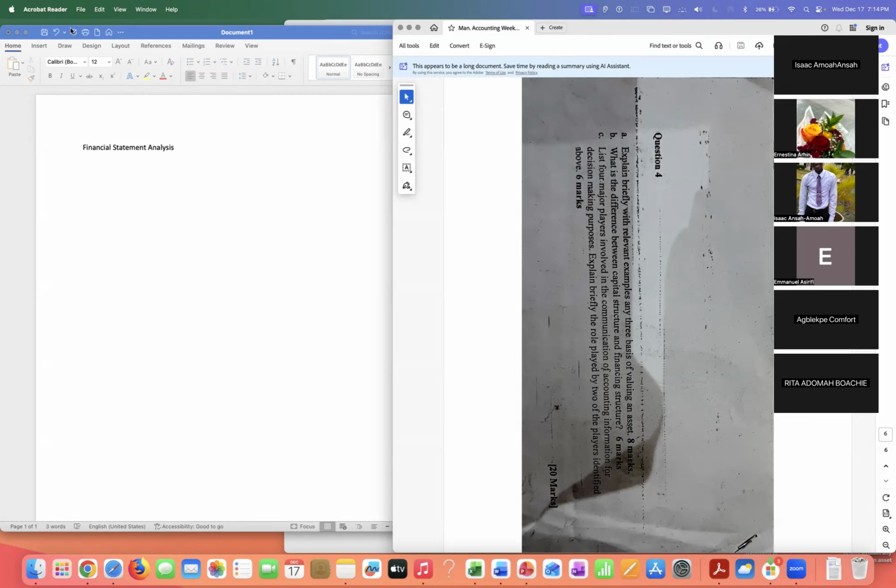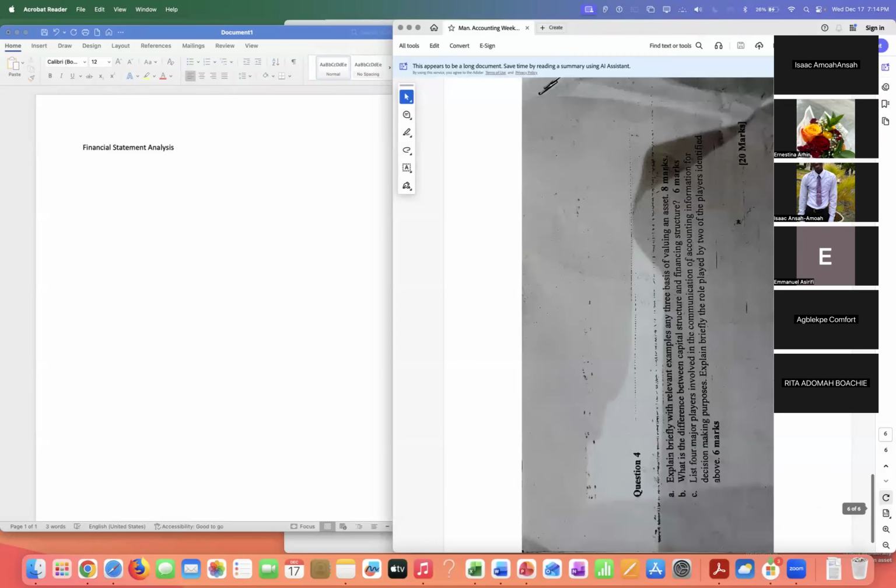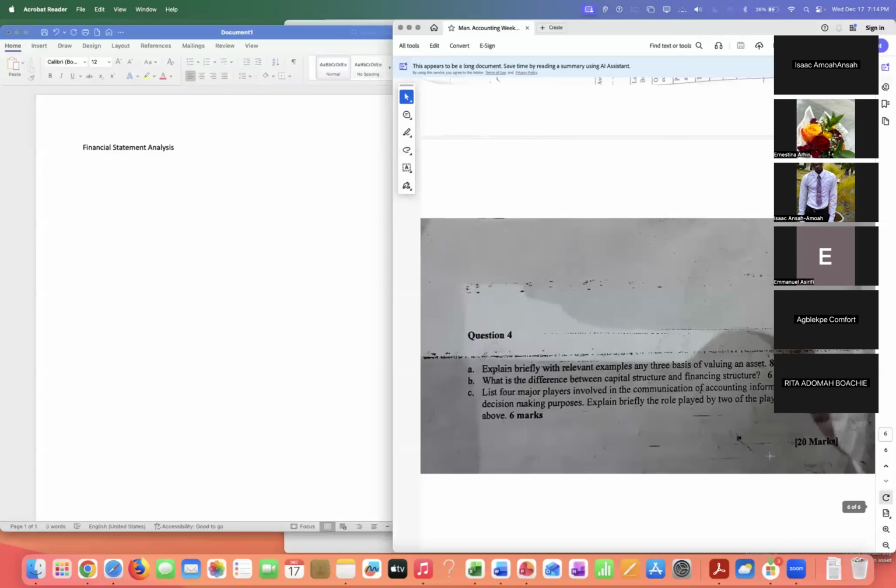This question is looking a bit bizarre, right? I don't know how to reposition it. Okay, maybe I can do this one. Let me see if I can do this. Okay. Yes. This one works.